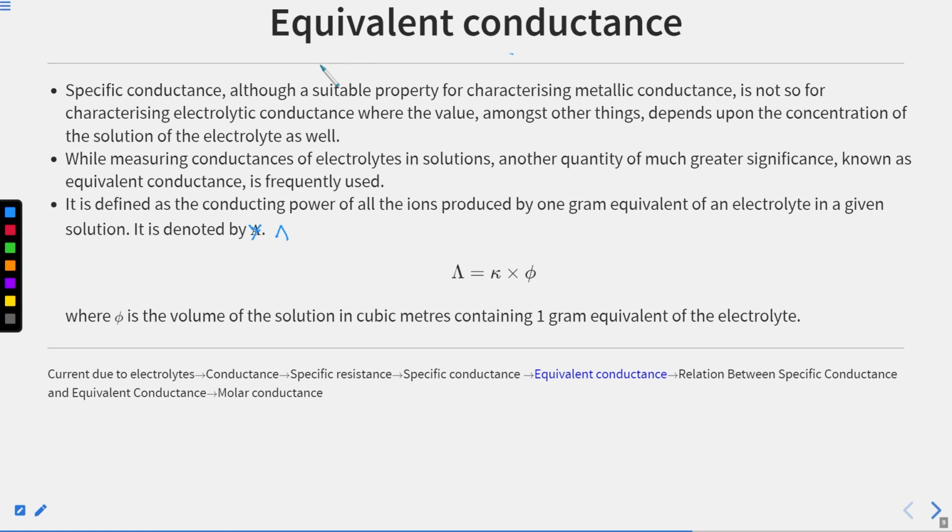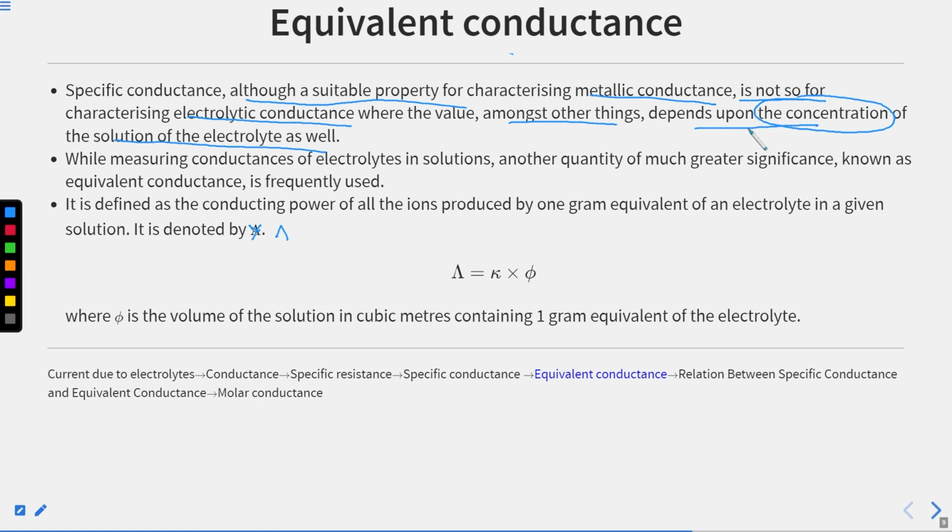So how is it so? Because what is equivalent conductance? For that you should understand this. So it is written here. Specific conductance, although it is a suitable property for characterizing metallic conductance, as I have said earlier, because length and area are easy to calculate, is not good for electrolytic conductance, where the value, amongst other things, depends upon the concentration of that solution. So this is the point that you should focus on: why this equivalent conductance is introduced.